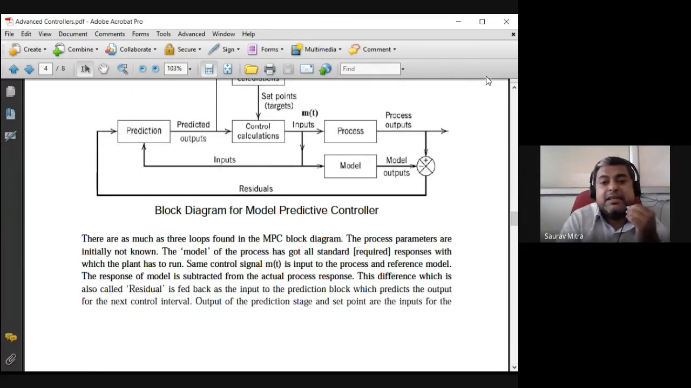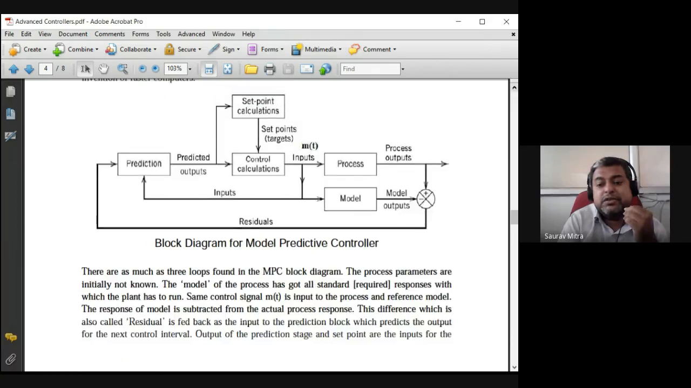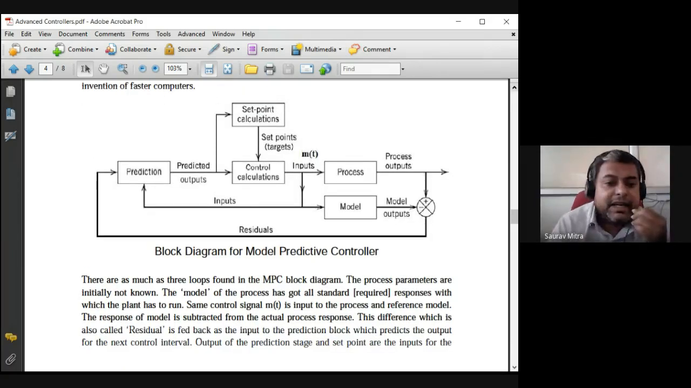So this is the block diagram of model predictive control. I'll just explain this in brief, and that will be it for today's session. Next session we might have on Thursday, or I might record a session and upload.